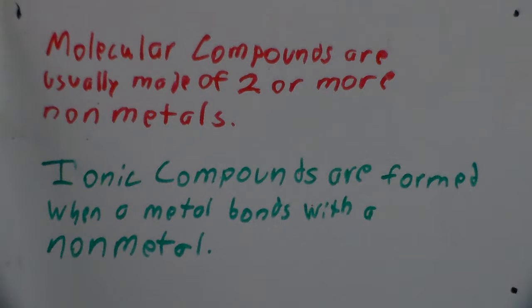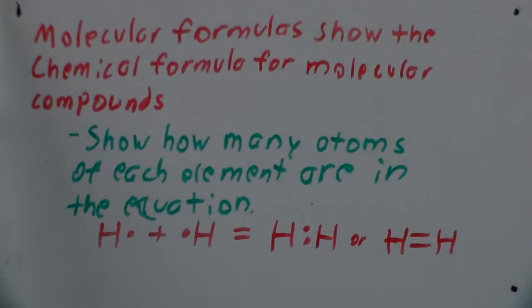Molecular compounds are usually made of two or more nonmetals, while ionic compounds are formed when a metal bonds with a nonmetal. Molecular formulas show the chemical formula for molecular compounds, and show how many atoms of each element are in the compound. For example, one hydrogen atom plus one hydrogen atom equals an H2 covalent bond.